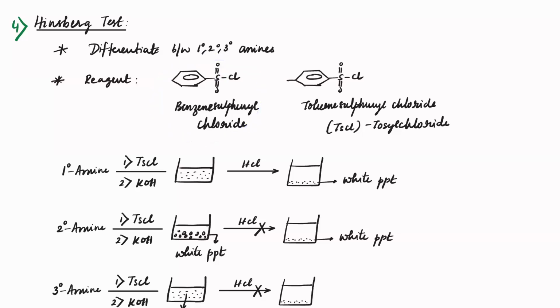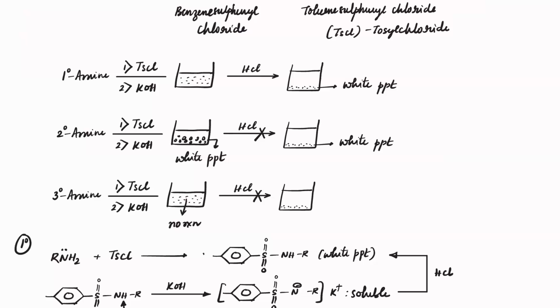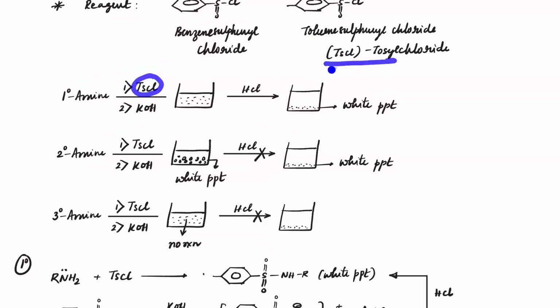First, the reagent for Hinsberg is benzene sulfonyl chloride. The alternative reagent is tosyl or toluene sulfonyl chloride. Both will have the same nature of reaction. Check, the idea is like this. If you had a 1 degree amine and you make a tosyl chloride reaction, that is like this. I can use benzene sulfonyl chloride or tosyl chloride. First, it will react with the primary amine.